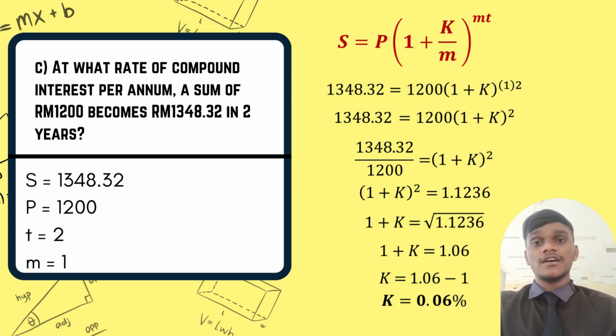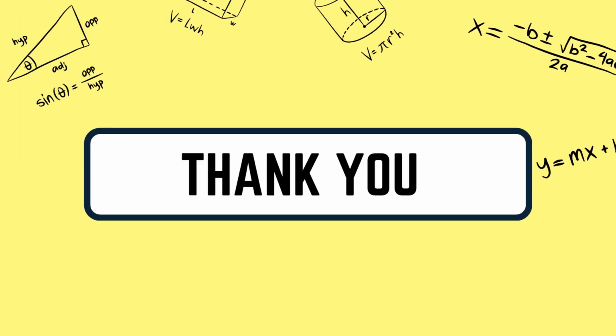Taking the square root of both sides gives 1 plus rate equals square root of 1.1236 equals 1.06. Finally, subtracting 1 from both sides, we get rate equals 0.06 or 6 percent per annum.